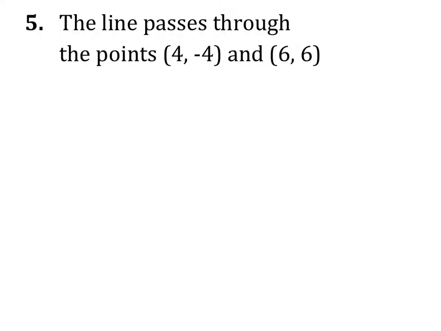Alright, here's a line that passes through these 2 points, and we need to write the equation in slope-intercept form. So to do that, first we need to find the slope between these 2 points. So the slope of this will end up being the difference between the y's. Some of you guys call this the rainbow method, where we have this fraction here.